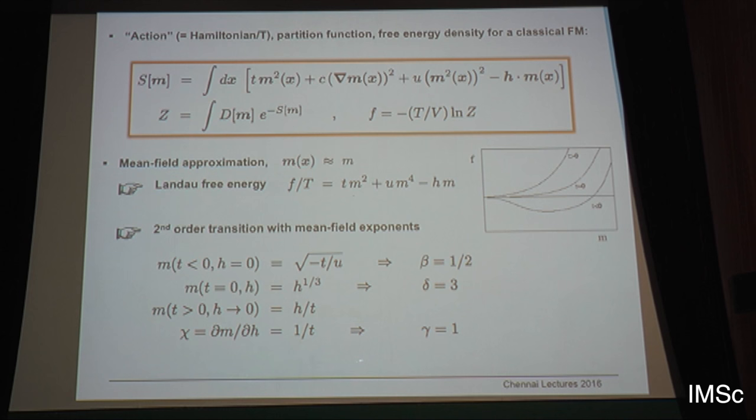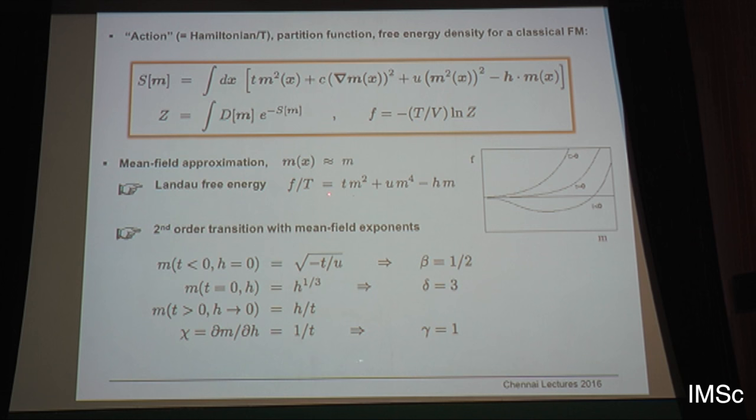And if you work out what it does as a function of little t, then you see here we have our exponent 1/2. Magnetization goes like the square root of minus t. At t equal to zero, if we minimize this, then the magnetization goes like field to the 1/3. So here's the exponent delta. That's equal to 3 in this case. And in the paramagnetic phase, the magnetization goes like field over little t.